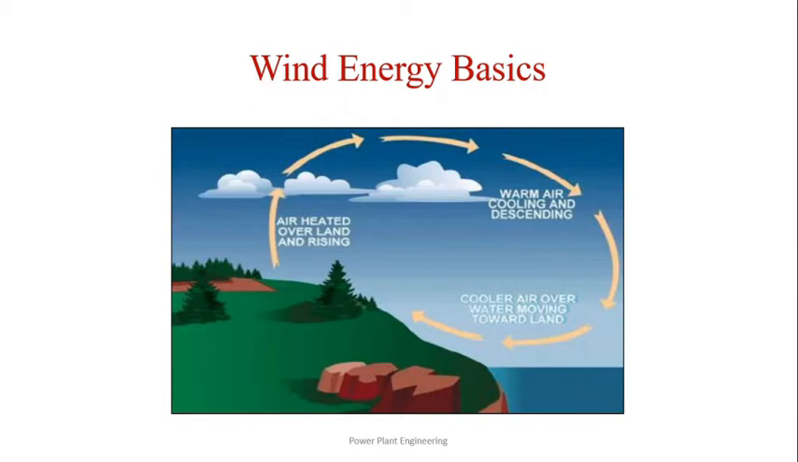The direction of the wind is expressed as the direction from which the wind is blowing. For example, easterly winds blow from east to west, while westerly winds blow from west to east.